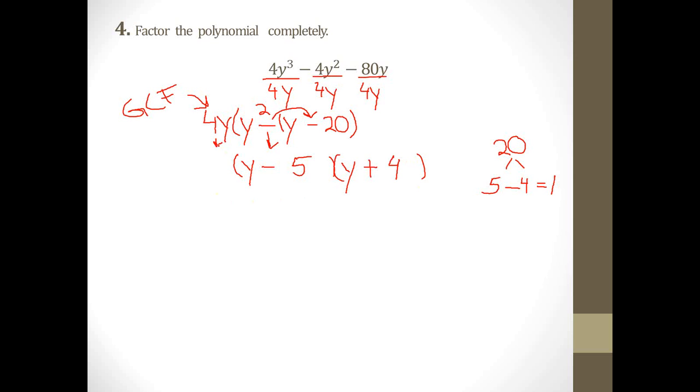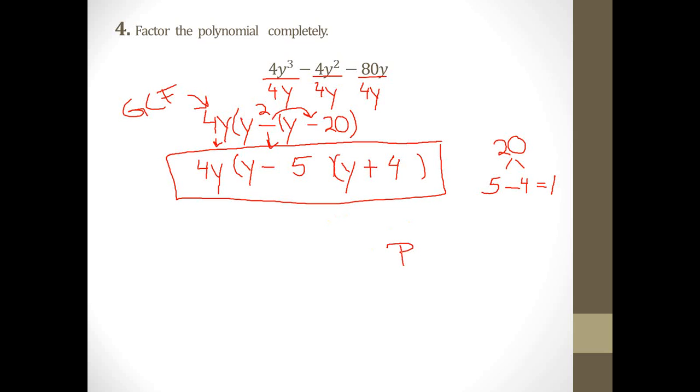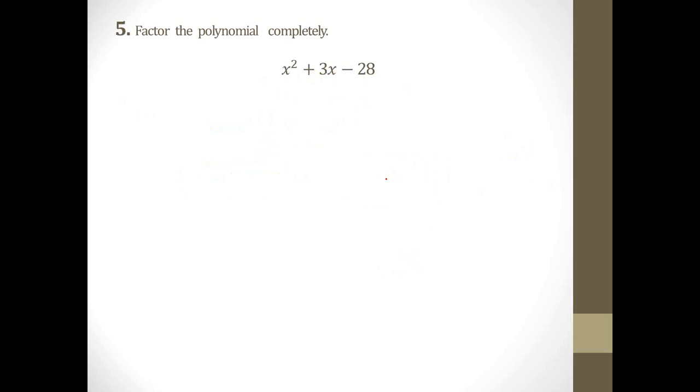You cannot forget your GCF. Your GCF always is part of the answer. So this would be my final answer in factored form, factored completely. I first took out the GCF and then I used factoring trinomials with a coefficient of 1. And if you look in your booklet, this should be answer choice B. Okay? Any questions on factoring? Okay, let's go to question number 5.